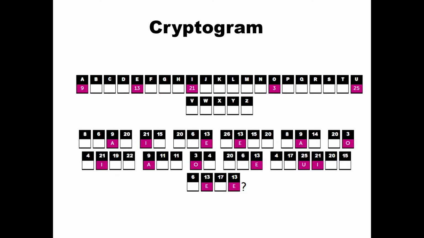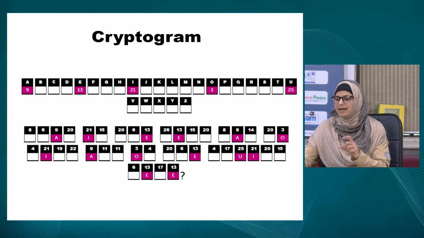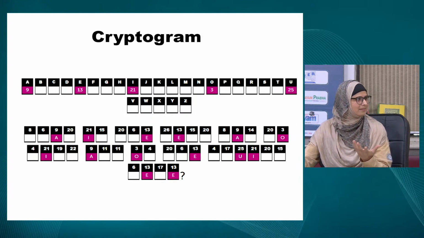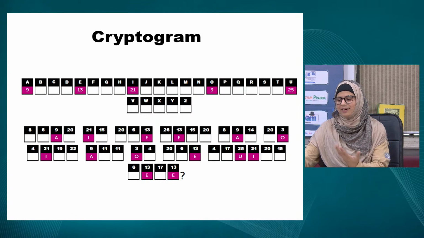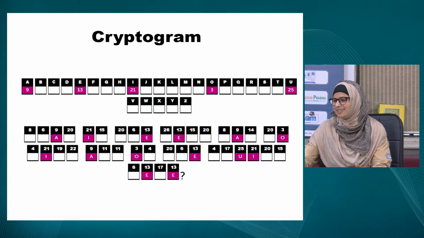Next is cryptogram. This is actually a very challenging type of quiz. When you make a cryptogram, you can use a word or a sentence, and they give a particular code to that sentence. That means each letter of that word or sentence is coded, and then you have to decode it and finally find out what the sentence or the word is. So this is cryptogram.